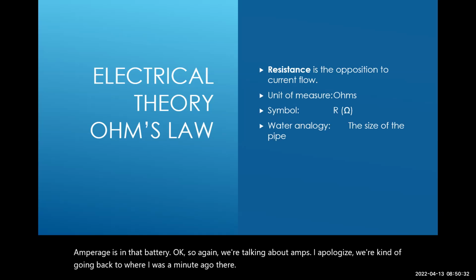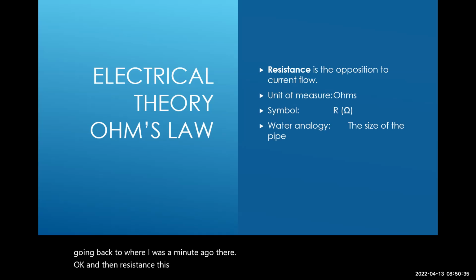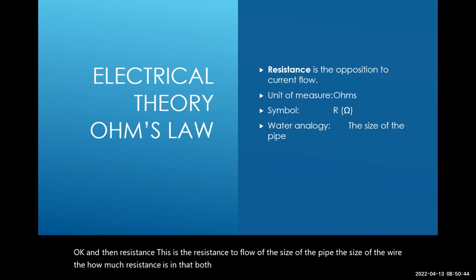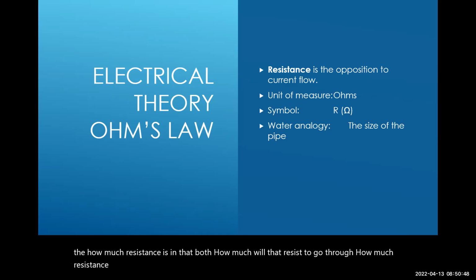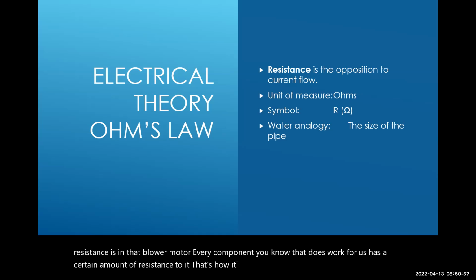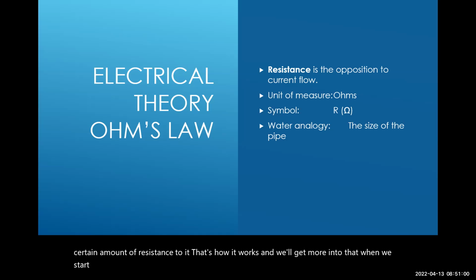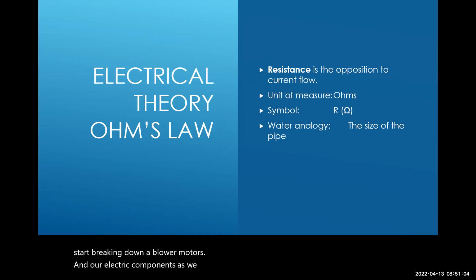Okay, and then resistance. This is the resistance to flow, the size of the pipe, the size of the wire, how much resistance is in that bulb, how much will that resist to go through, how much resistance is in that blower motor. Every component that does work for us has a certain amount of resistance to it. That's how it works, and we'll get more into that when we start breaking down our blower motors and our electric components as we go across too.